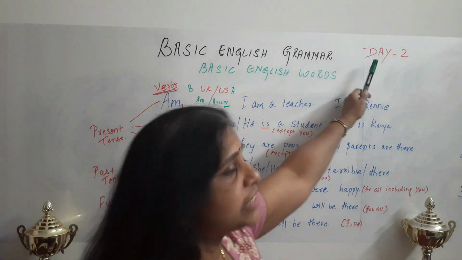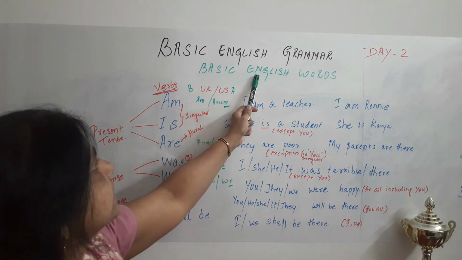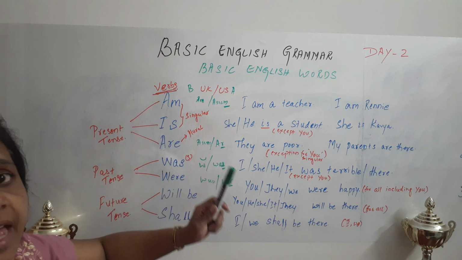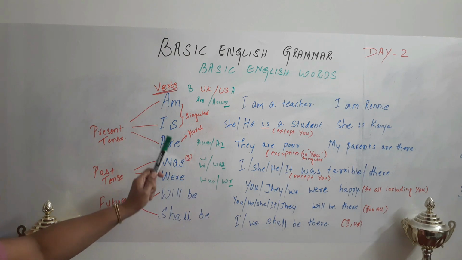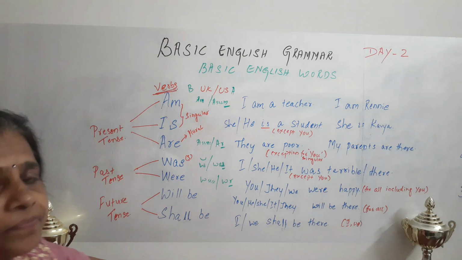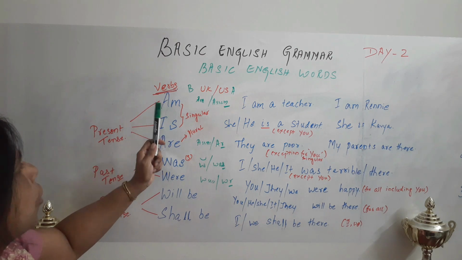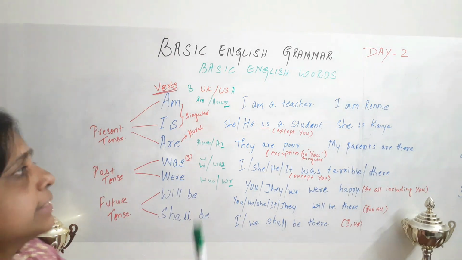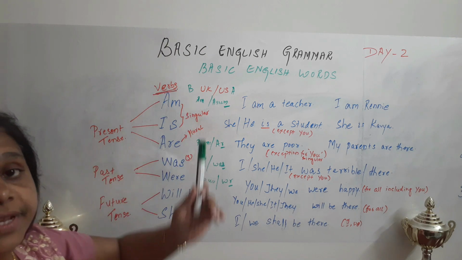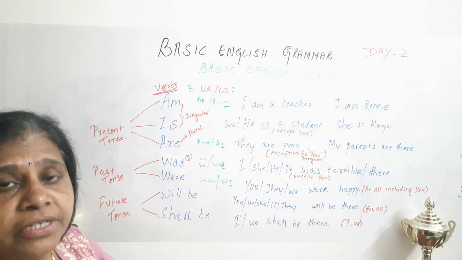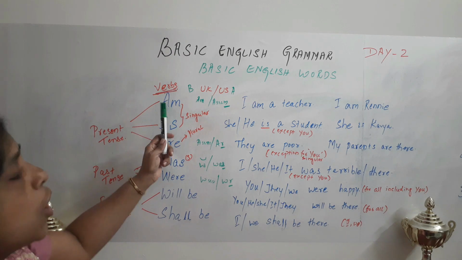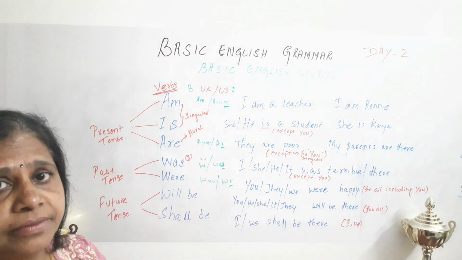Basic English Grammar Day 2. In this basic English class, today we are understanding about am, is, are, was, were, will be, shall be. All right, now first let us understand that these are all verbs. Okay, and what is a verb? We are going to learn in future classes. Now, how to pronounce these verbs?